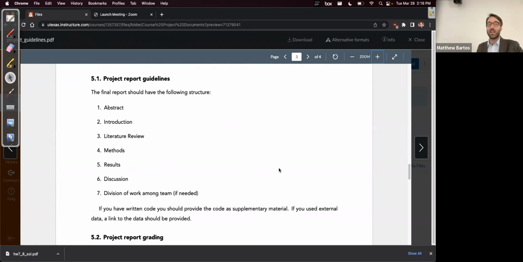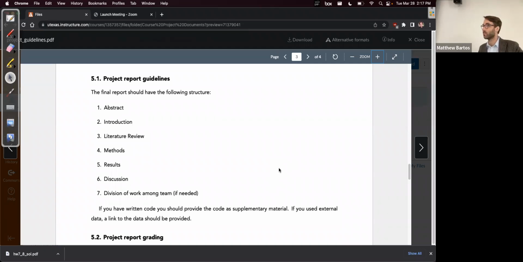The final report should have the following structure, and I would like this structure to be followed exactly. You'll have an abstract, introduction, literature review, methods, results, discussion, and then, if you worked as a team, a short description of the division of work among the team.